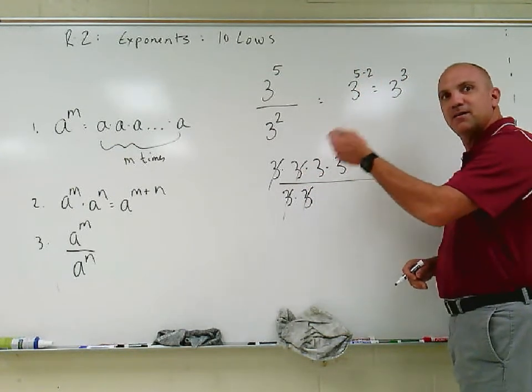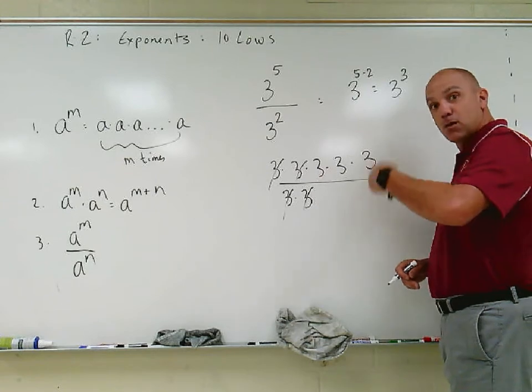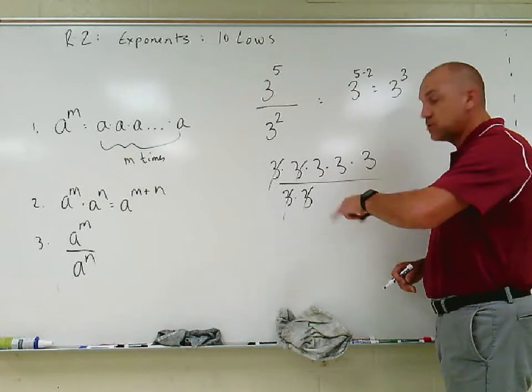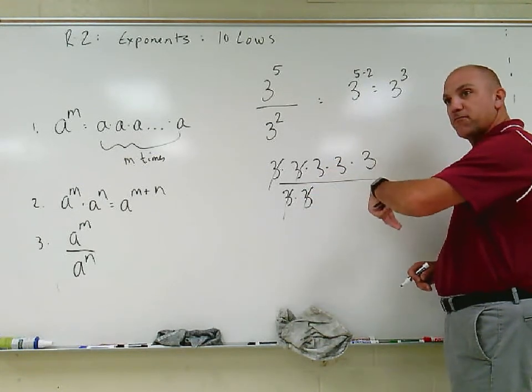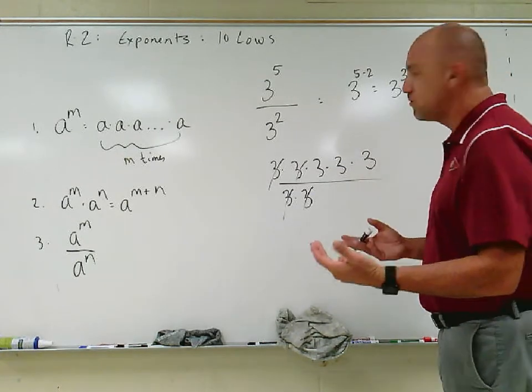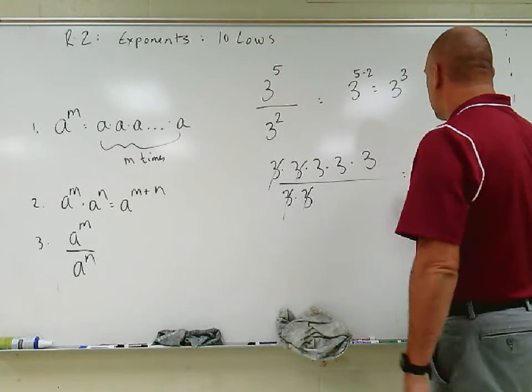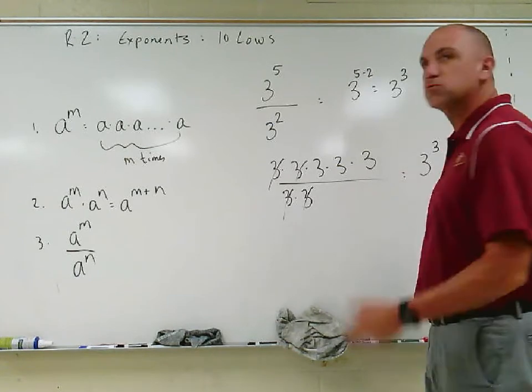You have taken away. You have taken the 2 from the bottom, you took it away from the top, and that's what you have left. You're left with those 3 3's, which is 3 cubed. So that's why it's subtraction.